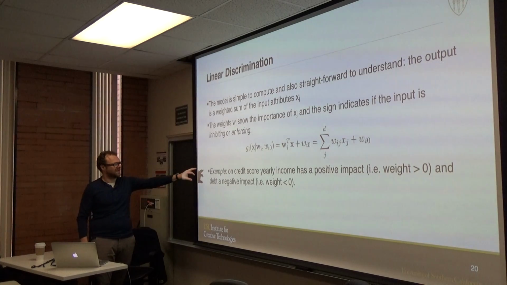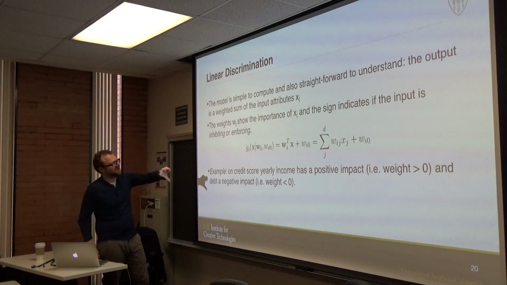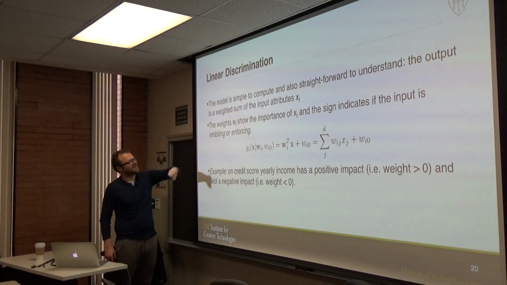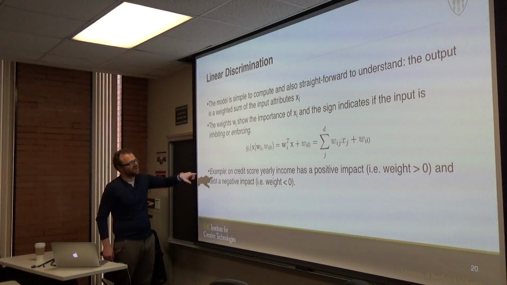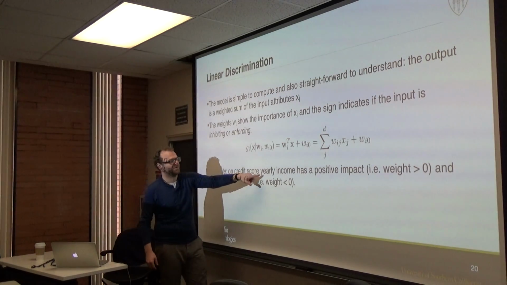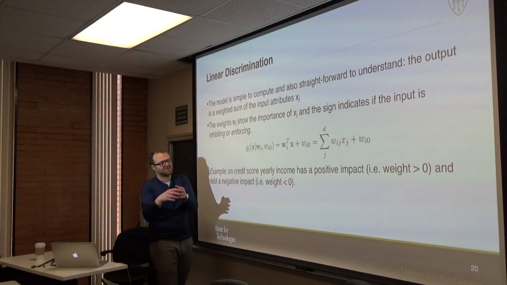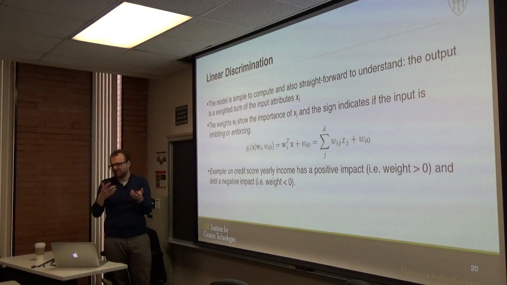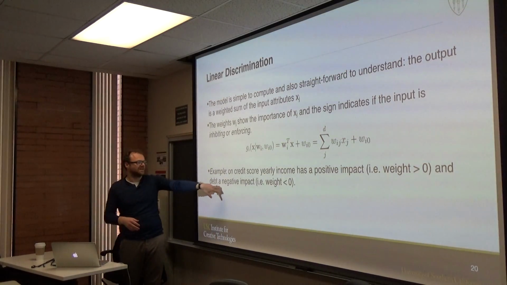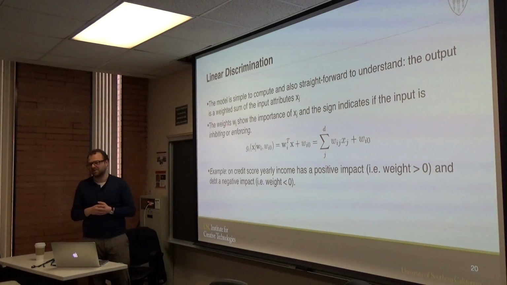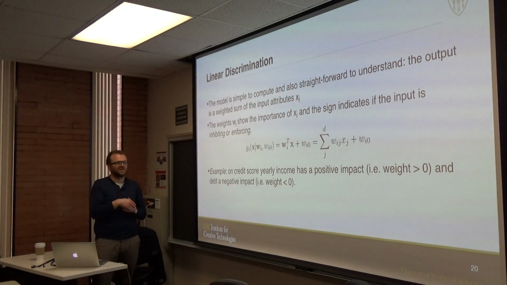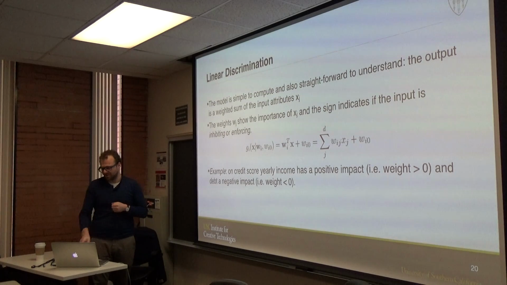Okay, and here's an example again for the inhibiting versus enforcing kind of relationship, where in credit score, for example, yearly income is a positive impact, so the weight is greater than 0 on the credit score, while the debt is a negative impact on that, and it has a negative value. Okay, so that should be clear.